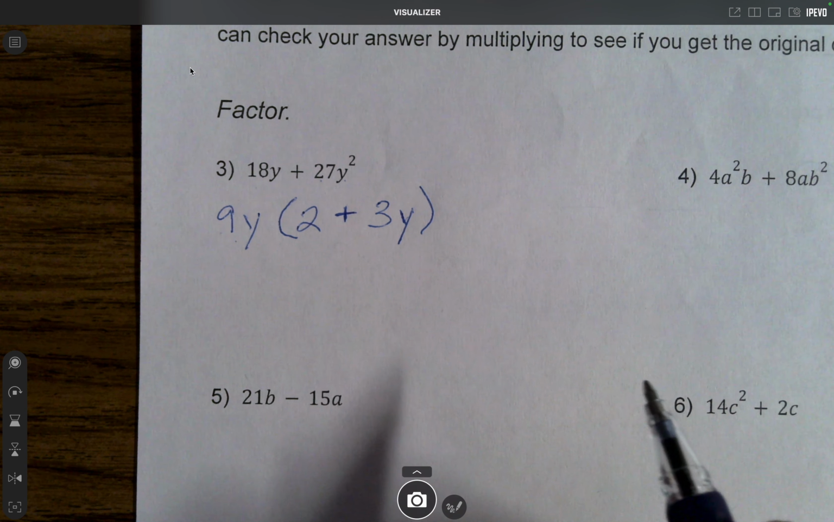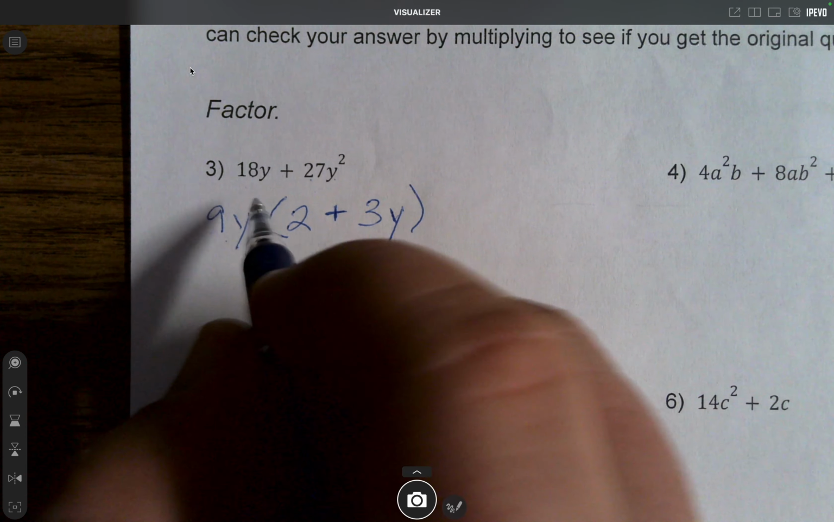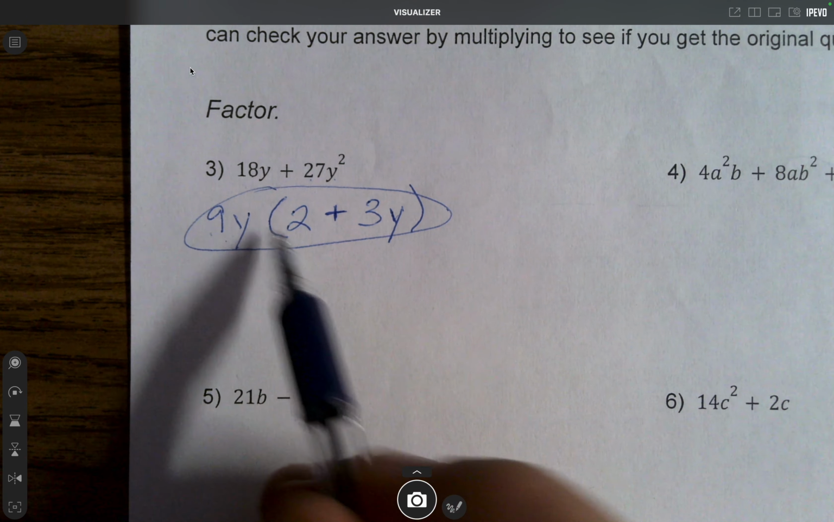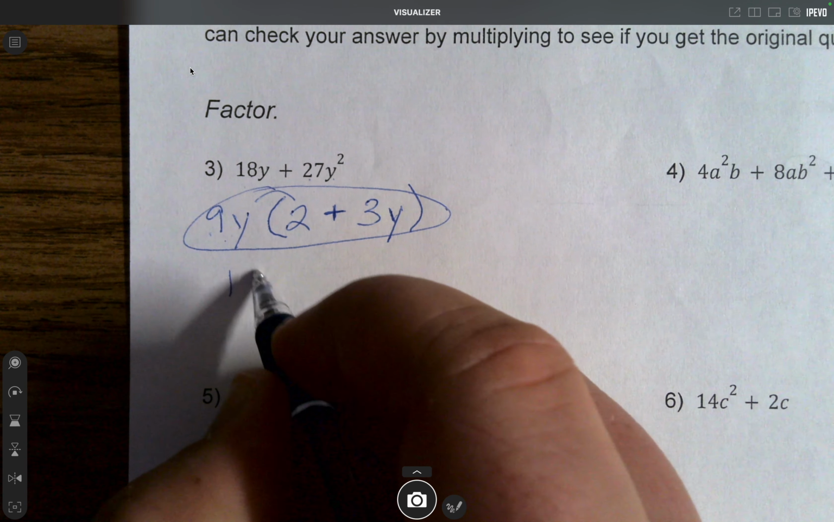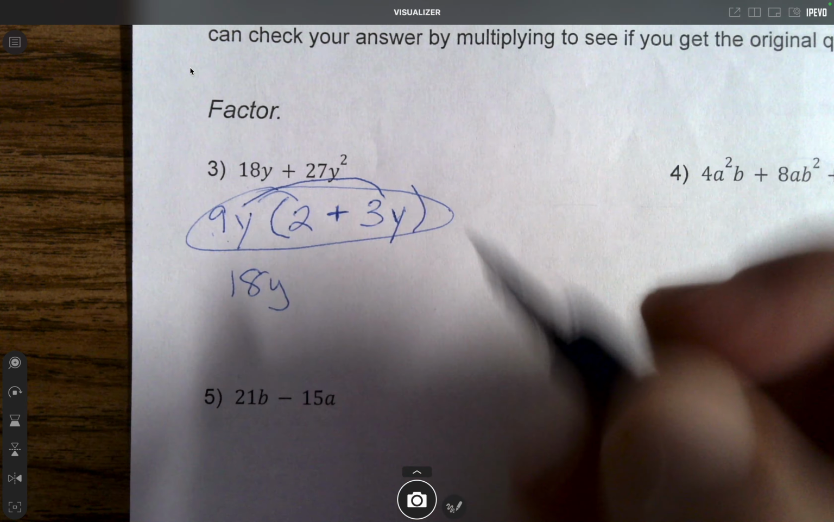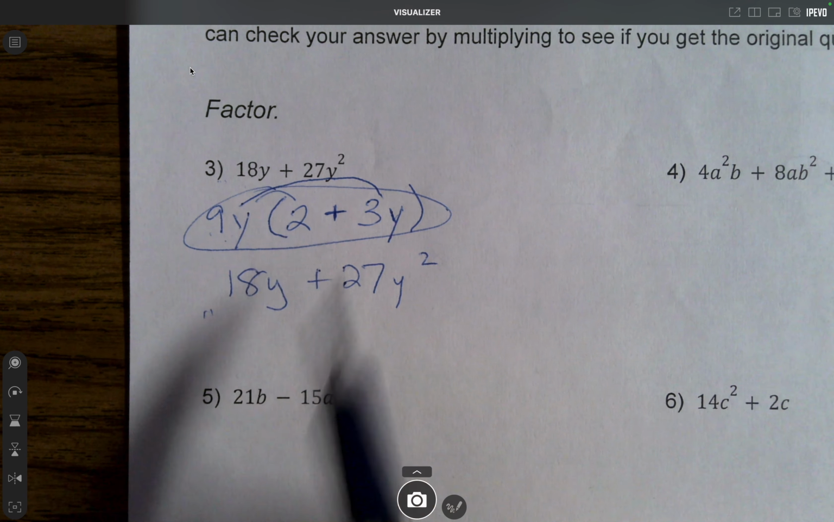And I'm not going to require you to check your answer, but I want to show you how you can by using the distributive property. So this is our answer. But if you want to check it, you can just do 9y times 2, which would be 18y, and then 9y times 3y. 9 times 3 is 27. Y times y is y squared. So you can see we got the same thing we started with, so that proves we did factor it correctly.